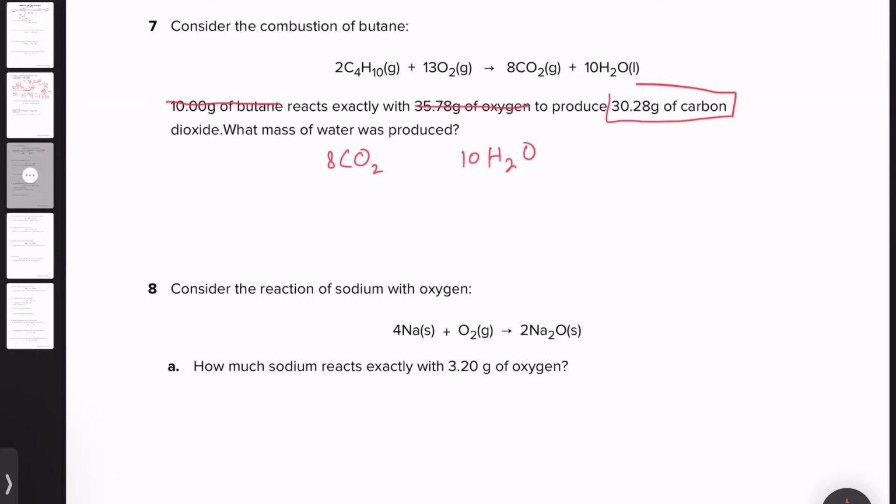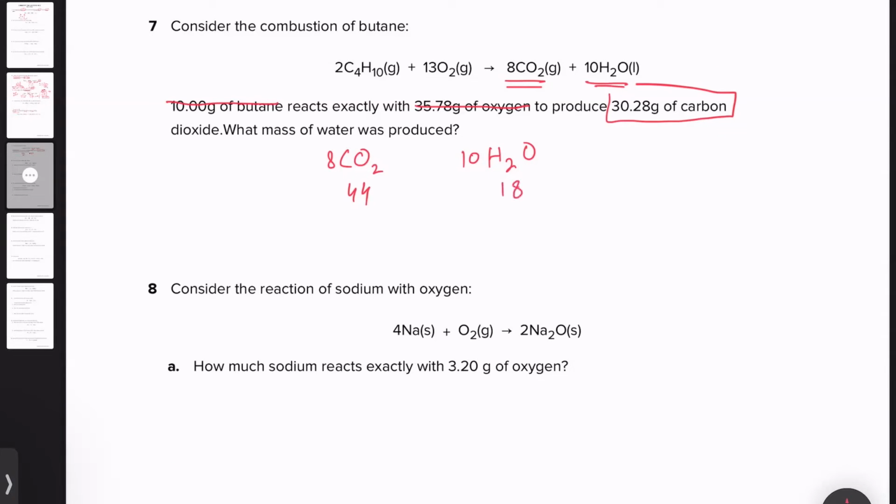Now, can we use moles to figure out what mass of water is produced? Now, let me show you this method. Again, pay attention. The equation is telling me when 8 moles of carbon dioxide is produced, 10 moles of water is made. Okay, 8 moles of carbon dioxide, 10 moles of water. What is the mass of 1 mole of carbon dioxide? Just take the MR in grams. So 1 mole of carbon dioxide is 44. What is the mass of 1 mole of water?